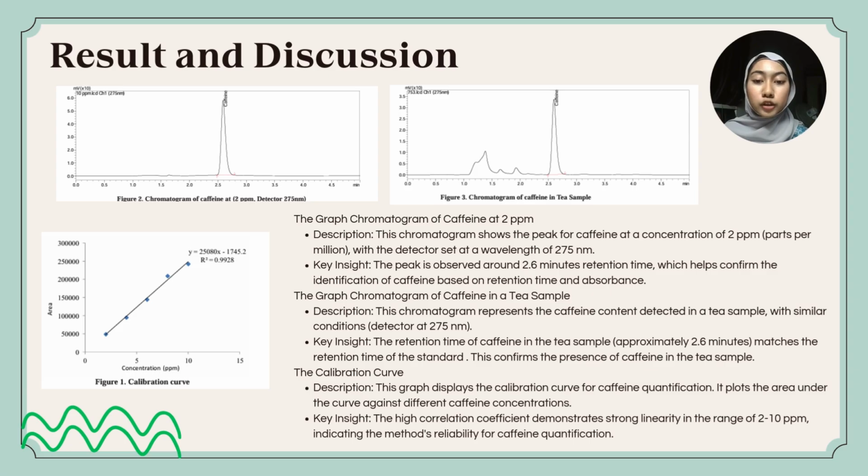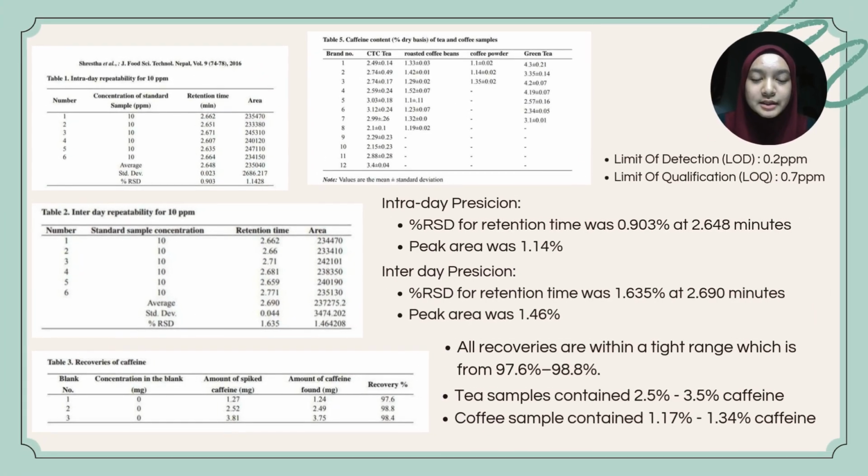Last one, the calibration curve. This graph displays the calibration curve for caffeine quantification. It plots the area under the curve against different caffeine concentrations. The high correlation coefficient demonstrates strong linearity in the range of 2 to 10 ppm, indicating the method's reliability for caffeine quantification. Next, the limit of detection found in this experiment is 0.2 ppm, while the limit of quantification is 0.7 ppm.